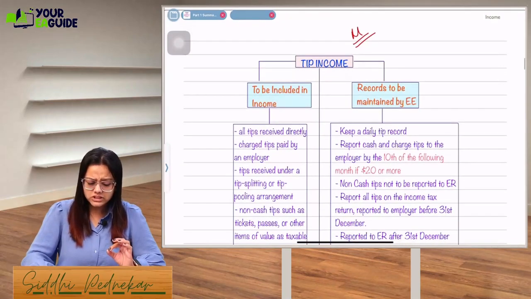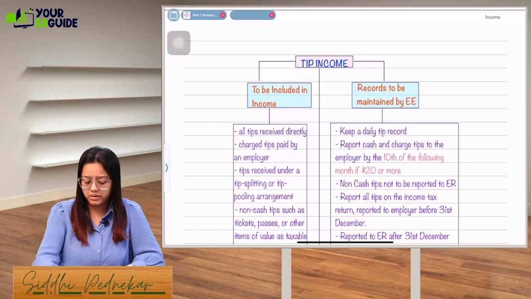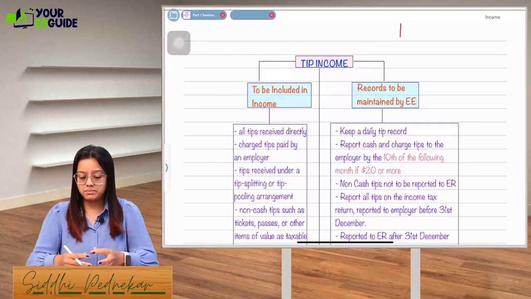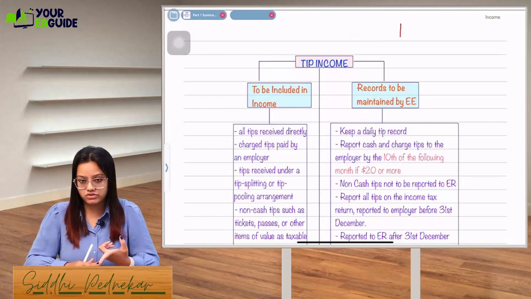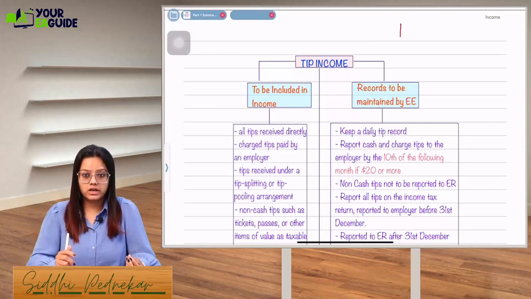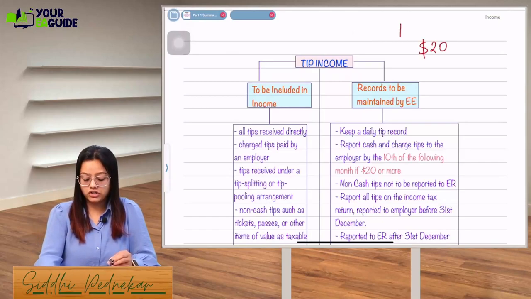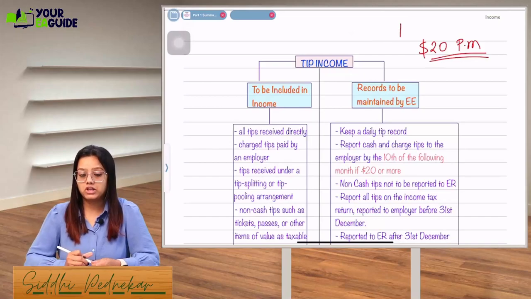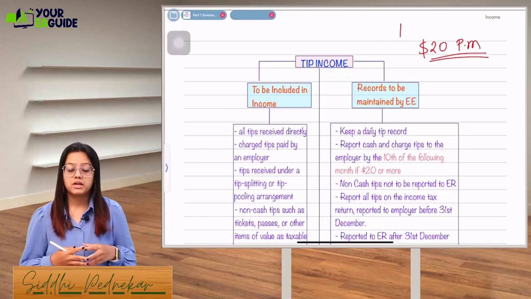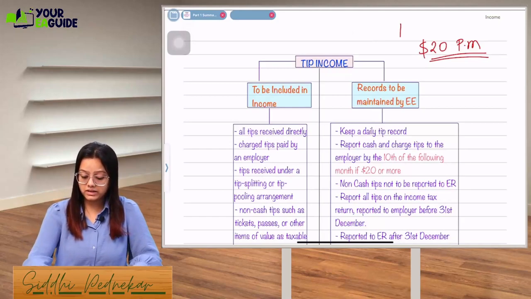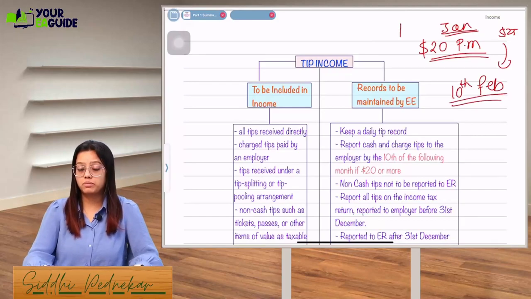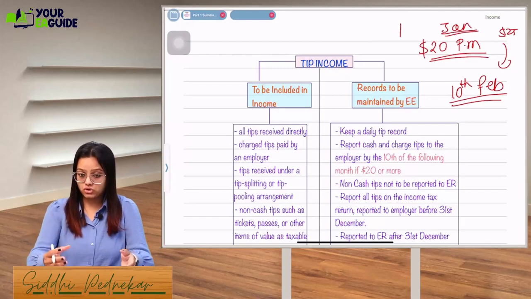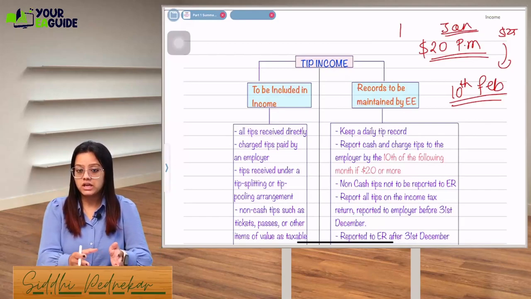We have just a small technique you have to remember. Whenever you receive tip income, what is tip income? Apart from wages, if you receive extra earnings from your customers, let's say you're working in the restaurant industry, your customer pays you a certain tip. If that tip is more than $20 per month, you have to report it. Let's say I earned tip income in January of $25. Then in the next month, that is Feb, by the 10th of Feb, I will have to report this tip income to my employer so that my employer can add it in the wages calculation.